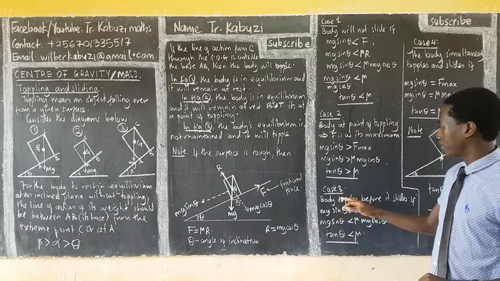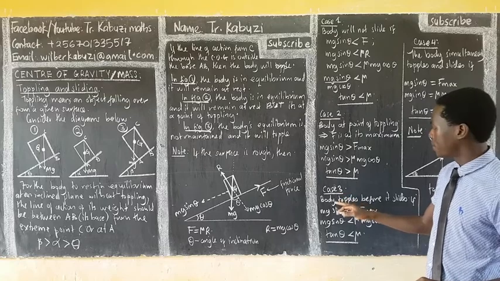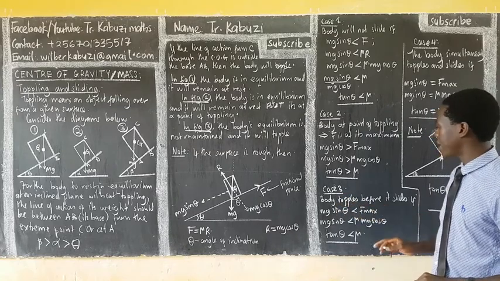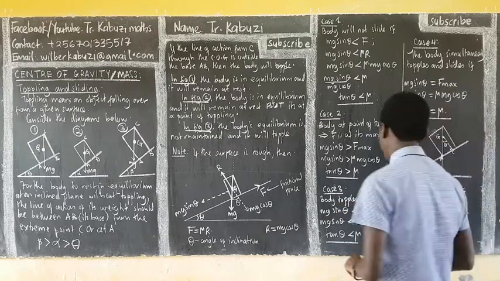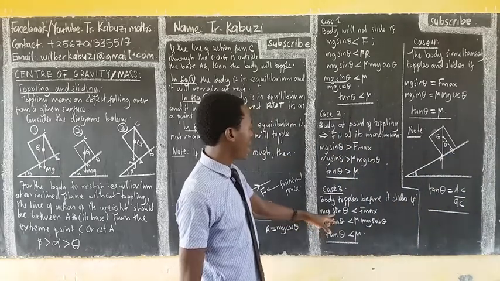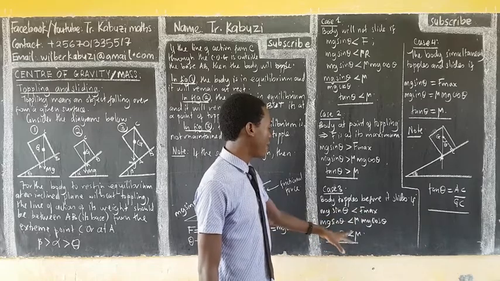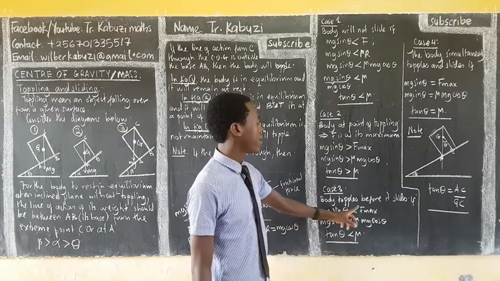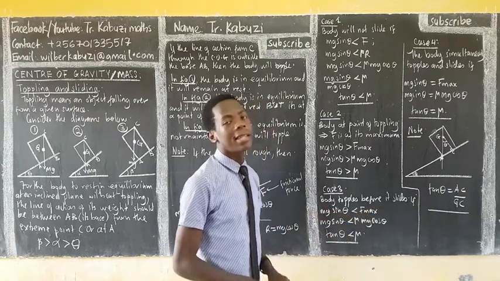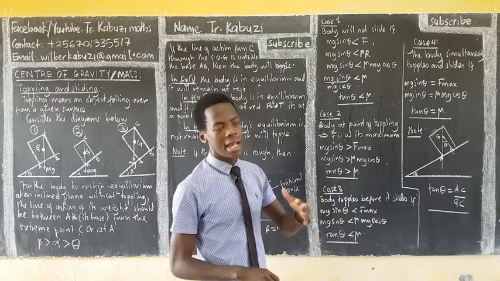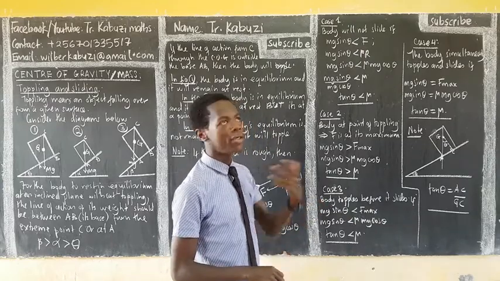Then from here, they are telling us that now the body topples before it slides. The body topples before it slides. It means that the frictional force is greater than this, and then when we divide, we have this case here. The case when the body topples before it slides. I think we have been seeing when I was illustrating, the body slides, then after it falls off, it topples.